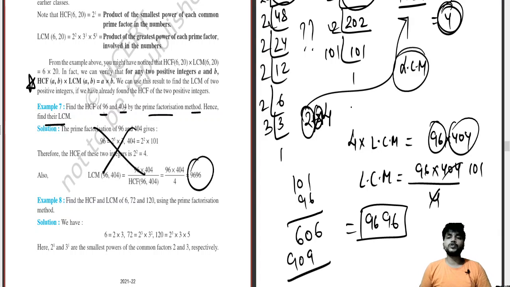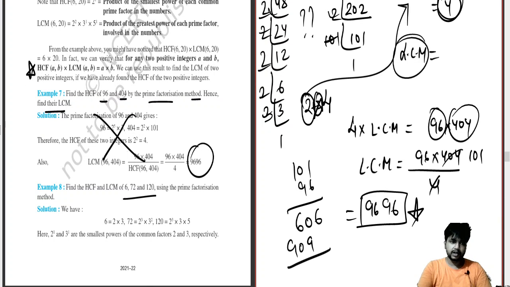Okay. Now if a student does it like this, multiplying this and this, he would not get the answer as prescribed by the question. The answer would be totally correct. He or she would also get 9696. But the question's demand will not be fulfilled. So you have to understand this thing. Find the HCF and LCM by using the prime factorization method.